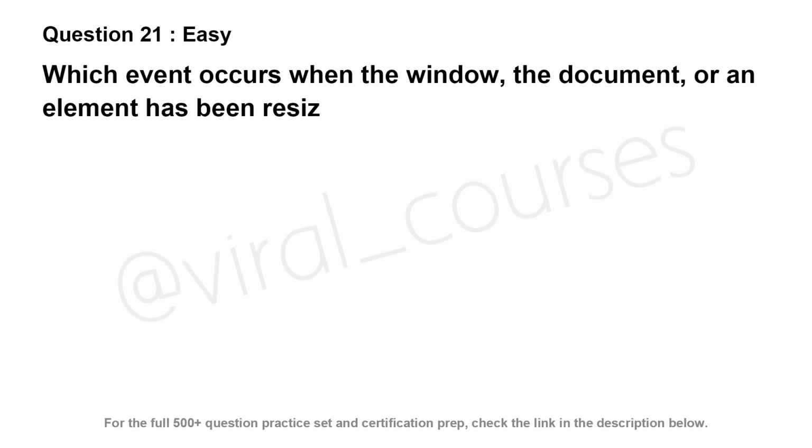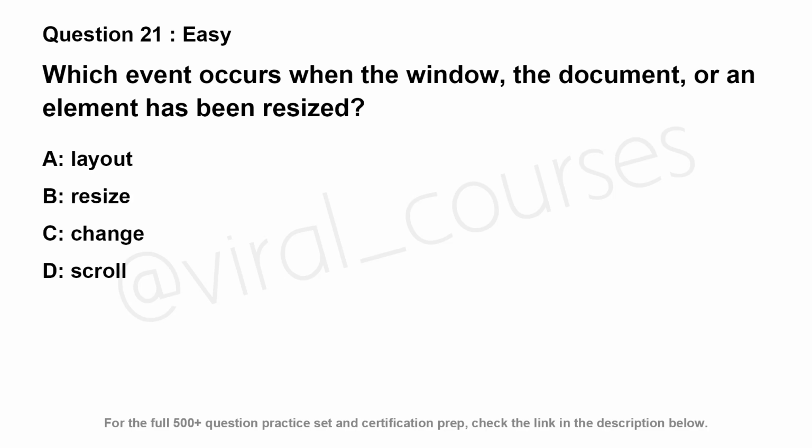Which event occurs when the window, the document, or an element has been resized? Option A, layout. Option B, resize. Option C, change. Option D, scroll.